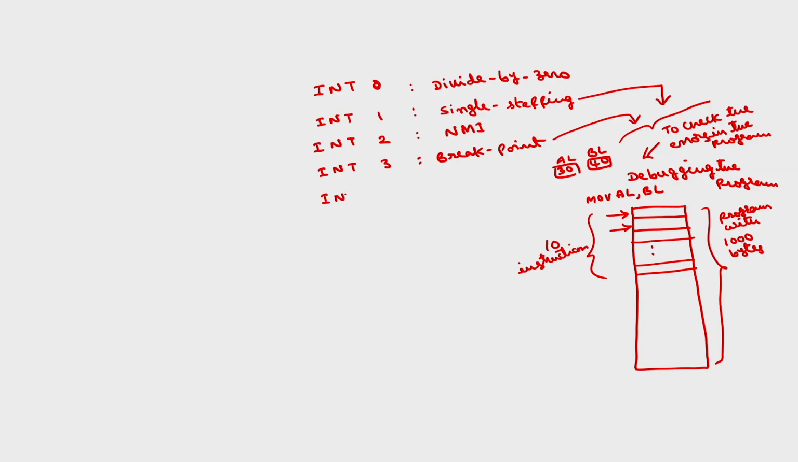INT4 is interrupt on overflow. This can also be called INTO. Whenever a particular arithmetic operation is executed by the microprocessor, and the result is outside the range, as we have discussed in the earlier classes, then an interrupt occurs.